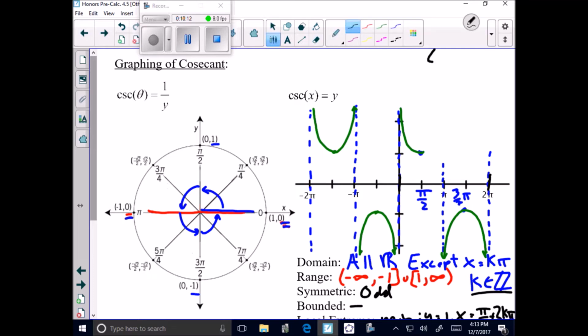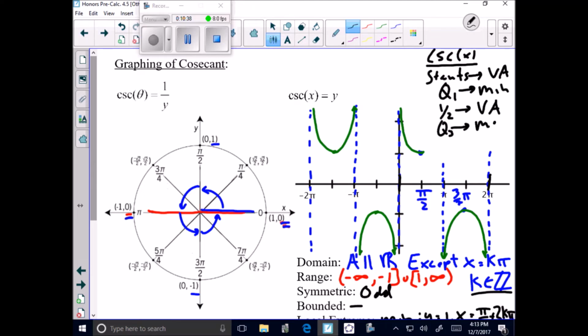But right here, we're going to say that cosecant as a function starts at a vertical asymptote. At its first quarter, it has a min. The halfway point, we can say that it goes into another vertical asymptote. In quarter 3, we can say that we hit a max. And finally, we can say that the graph of cosecant ends with another vertical asymptote for one period, right? That's what one period is going to look like.